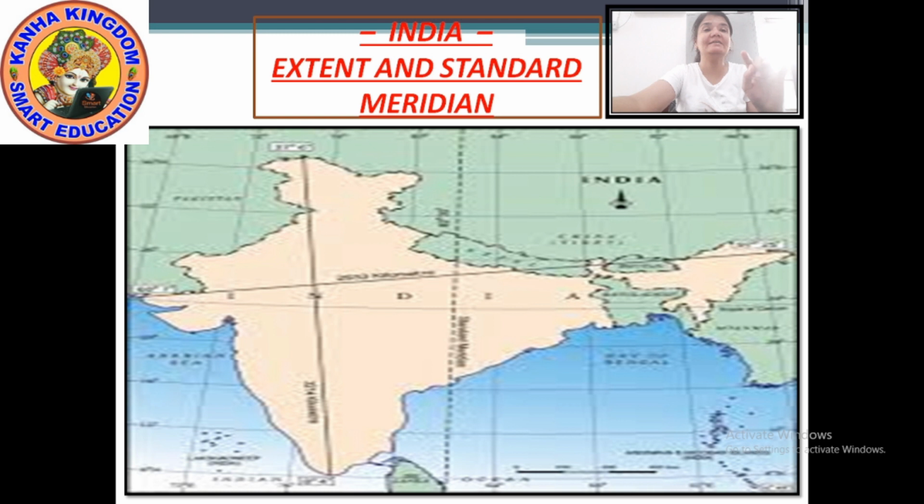Okay, there is a time lag. Now through this latitudinal and longitudinal extent, we can take the difference of time. We can make the difference of timings. So the extent that is passing from Gujarat to Arunachal Pradesh, there is a time lag of 2 hours. Okay, now how? Let me explain.